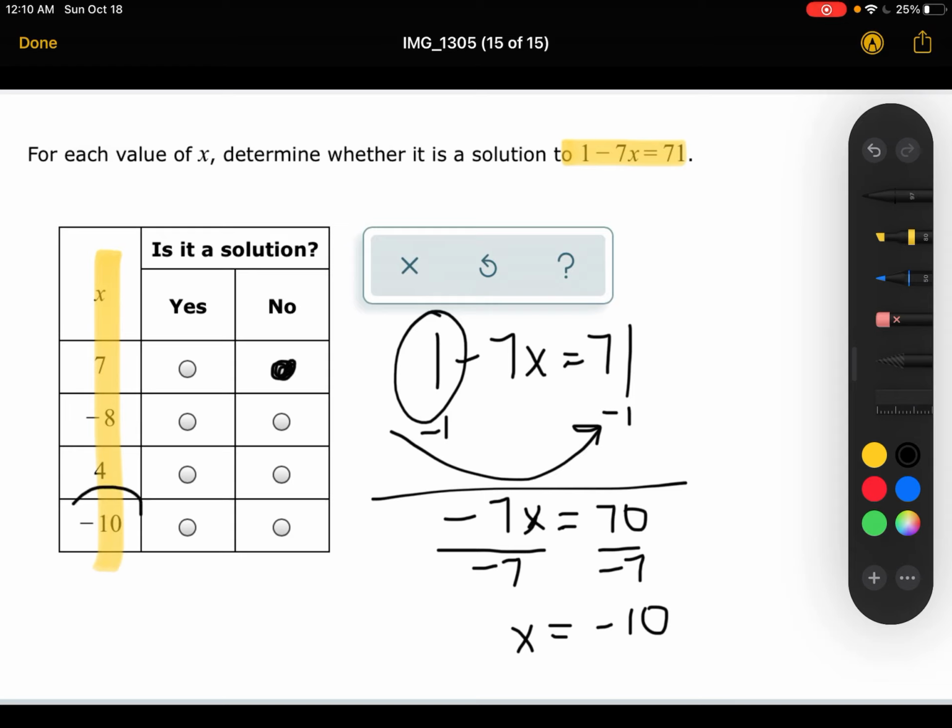Now, that is an answer right here. So I'm going to put yes for this one and no for all the other ones, because there are no other values that x equals besides negative 10.